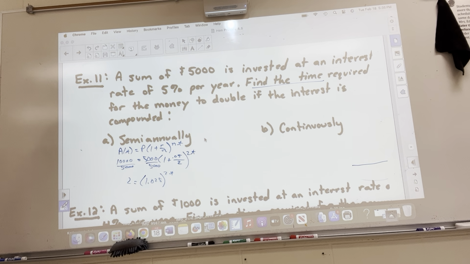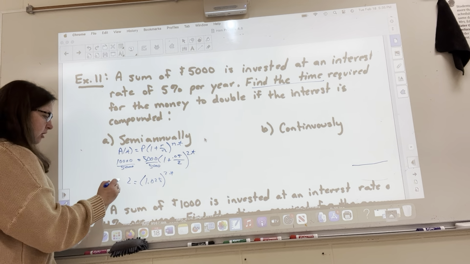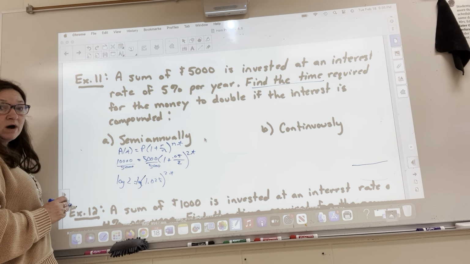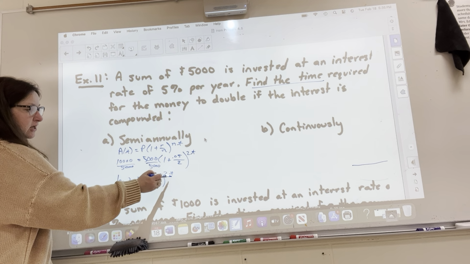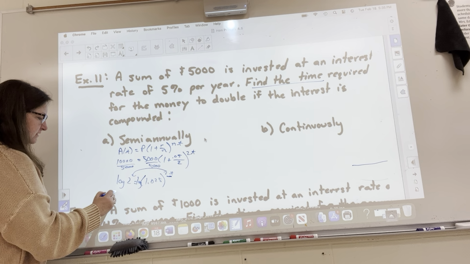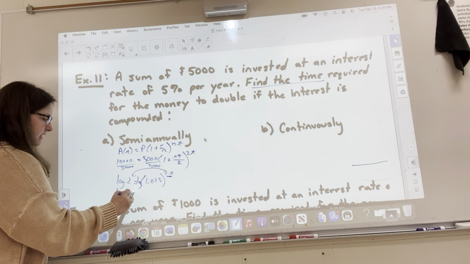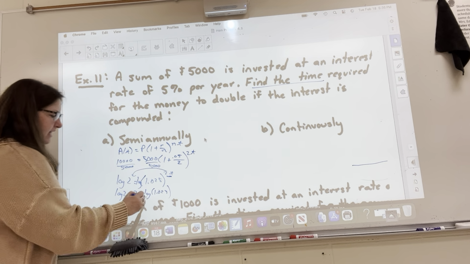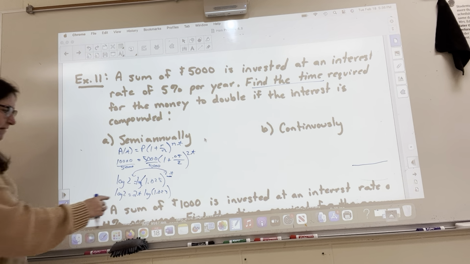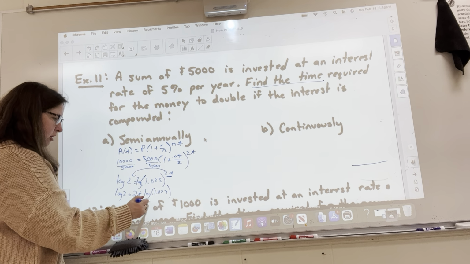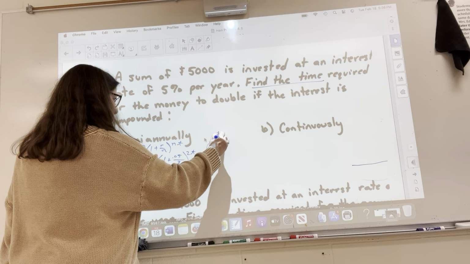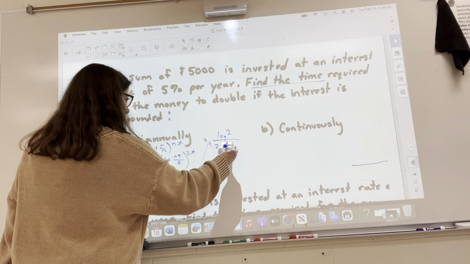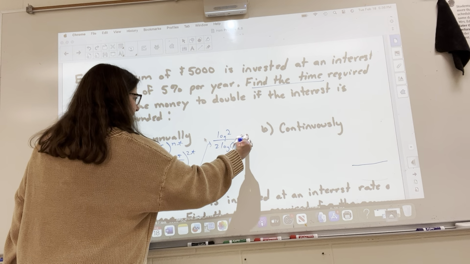We have to take the logarithm. I'm going to use a common log of both sides. As long as I do it to both sides, I can do whatever I want. Where's this 2t going to go? It's going to move to the front. So log of 2 equals 2t log of 1.025. How do you solve for t? We have to divide by the 2 and by the log. So we're going to end up with log of 2 divided by 2 log 1.025, and that's going to give us t.